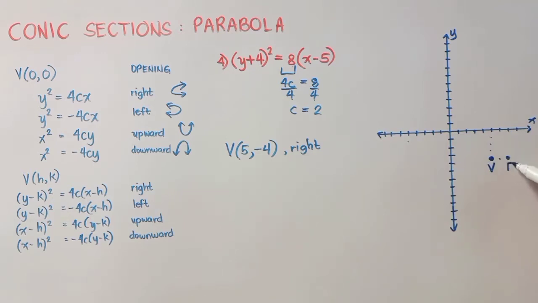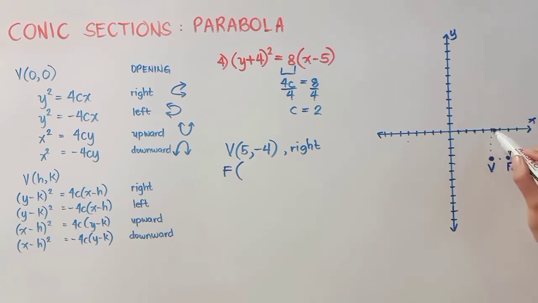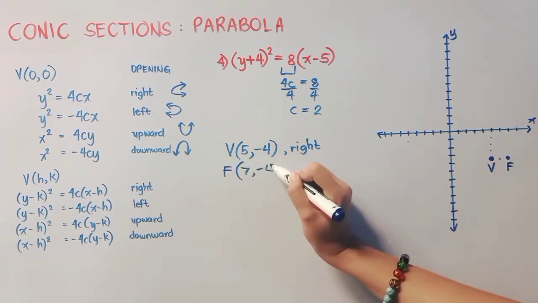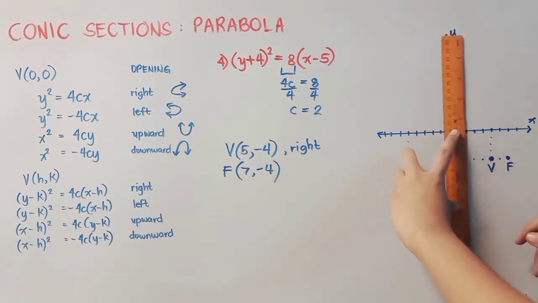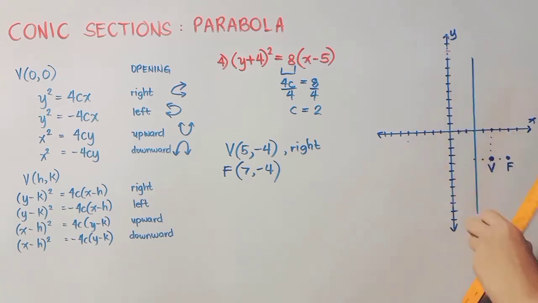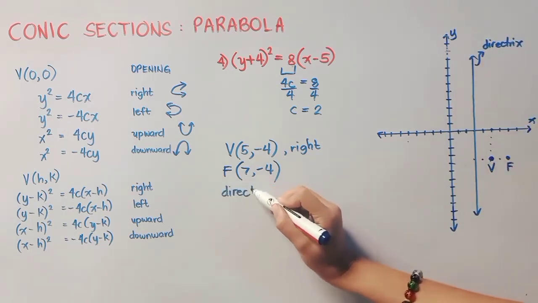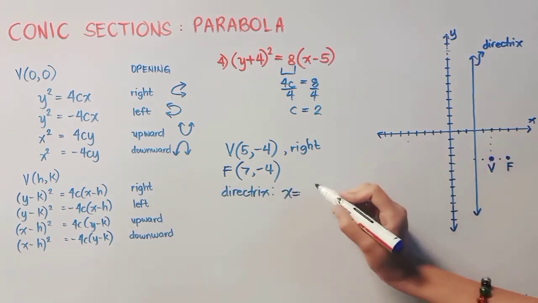So it is in this point. That is 1, 2, 3, 4, 5, 6, 7. That's (7, -4). And then we will also be using c to get our directrix. So 1, 2. Our directrix should be a line, so we will just have to create a line passing through that point. As you can see, our directrix hits the value 3 in our x-axis. Therefore, our equation here is x equals positive 3.